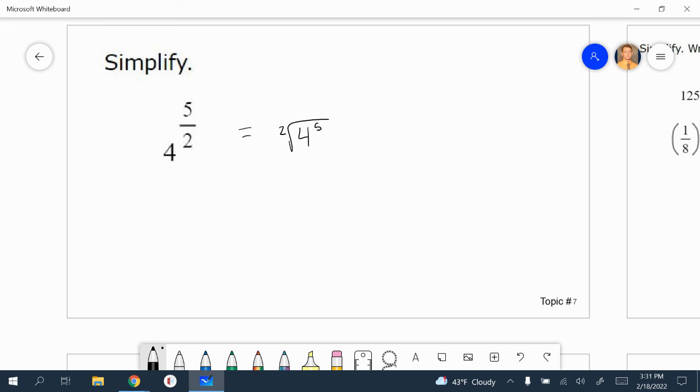I do not have a calculator right now. I'm going to just pause for a second. I'm going to go grab one just so that we can do this.